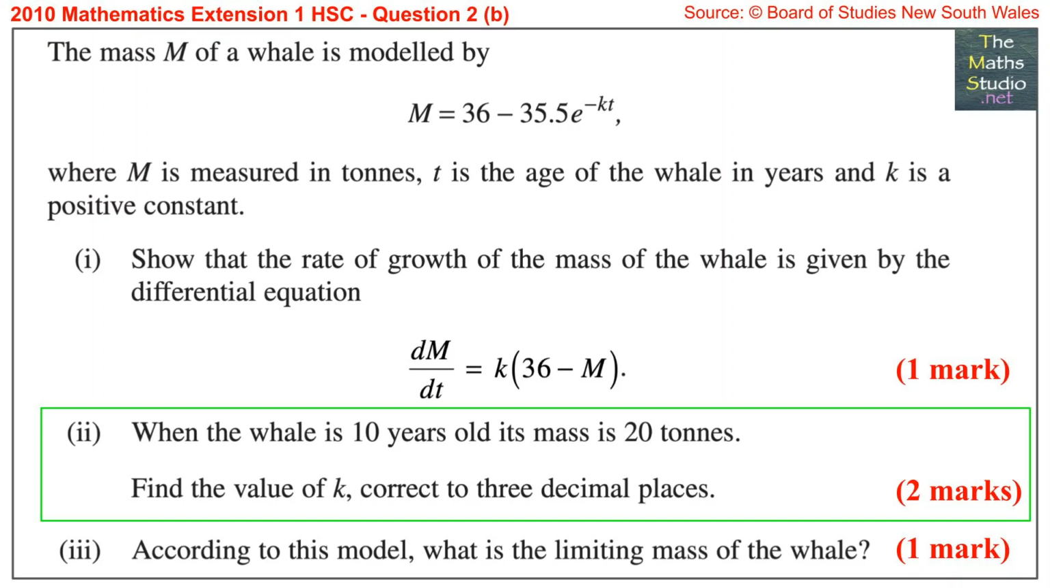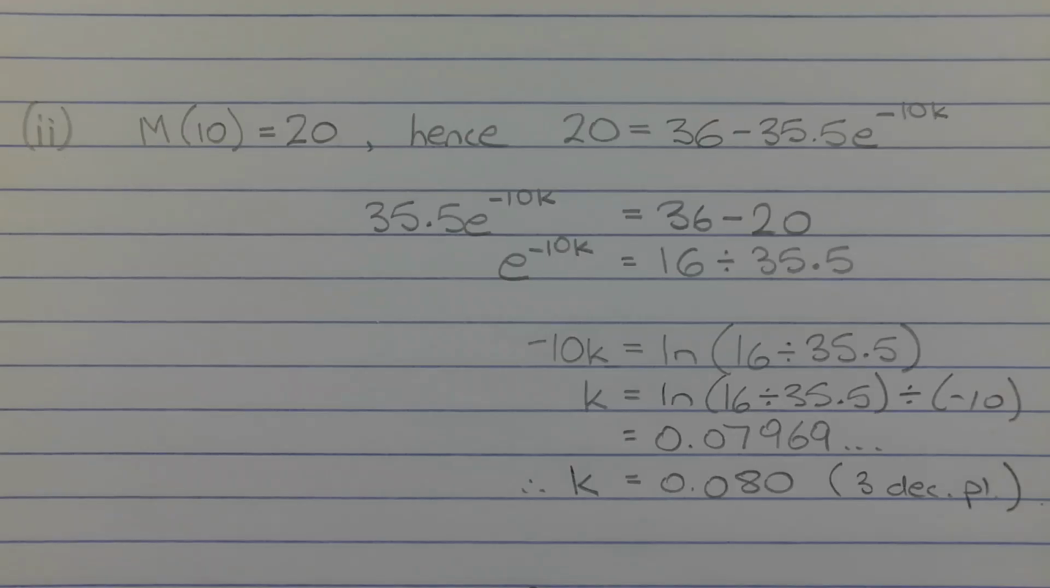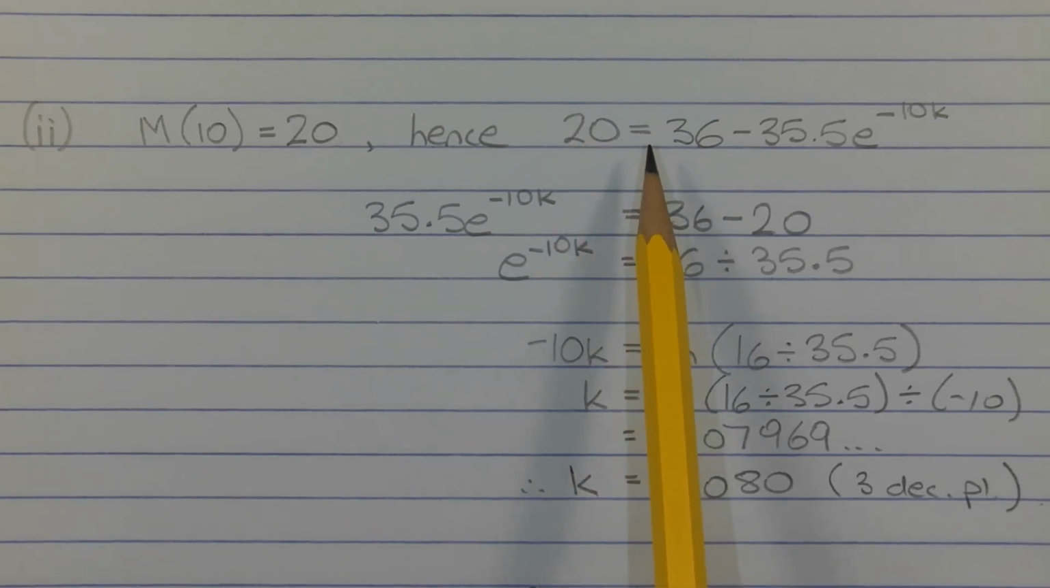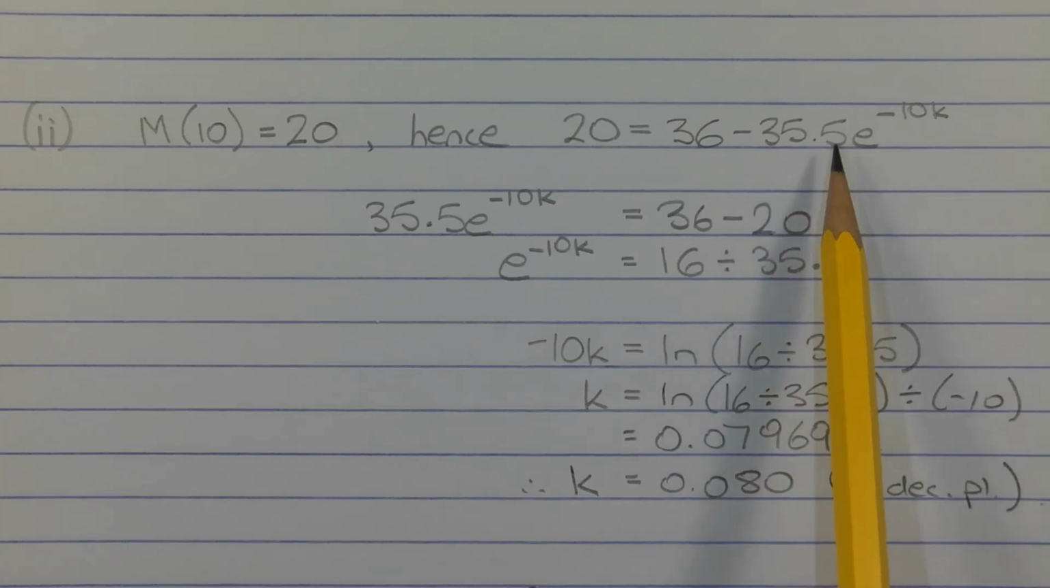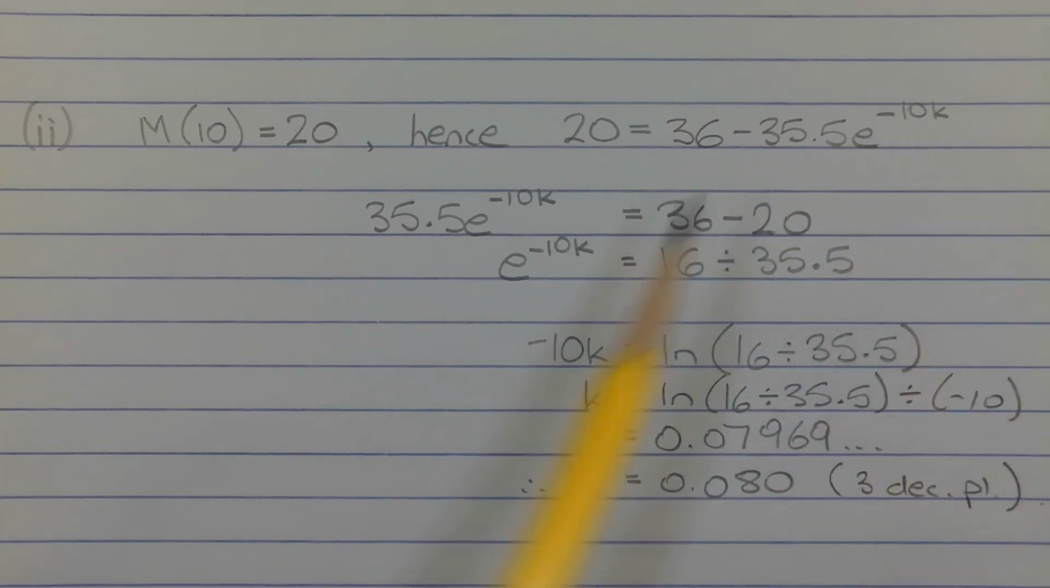Part 2. When the whale is 10 years old, its mass is 20 tonnes. Find the value of k, correct to 3 decimal places. It's given that when t is equal to 10, m is equal to 20. So m of 10 is equal to 20. So substituting these two values into the original equation, we can then solve for k. Hence 20 is equal to 36 minus 35.5 times e to the power of negative 10k.